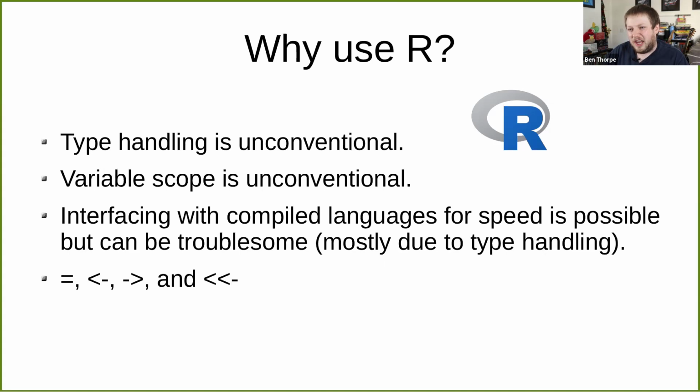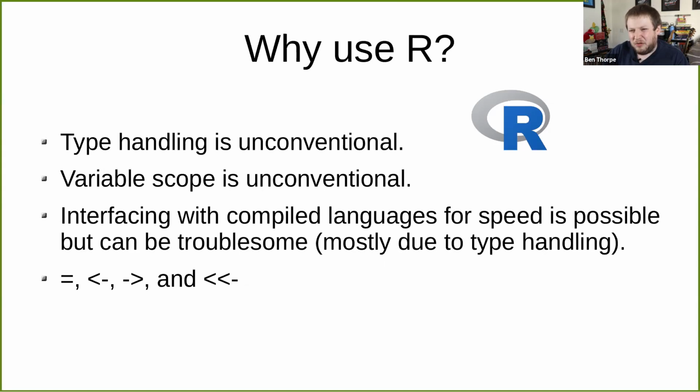You can either use equals, you can use this left angle bracket dash, a right angle bracket and dash, or you can use two angle brackets and a dash, either direction. Now, when you first see this, it drove me mad because I was like, why are people using these? What do they mean? What is going on here? And it took me a long time to appreciate why they exist.